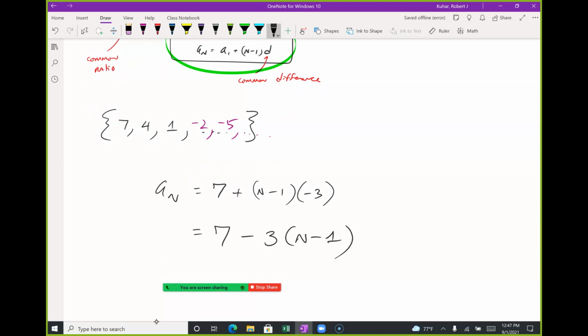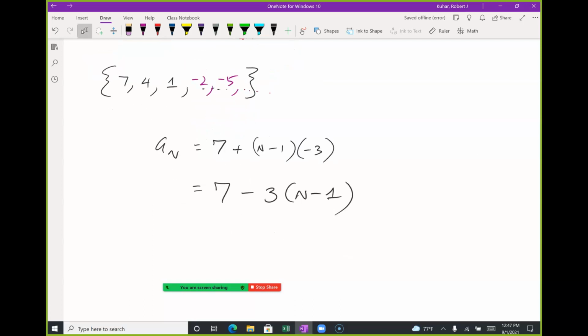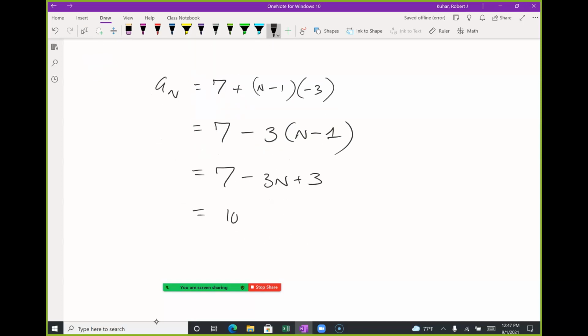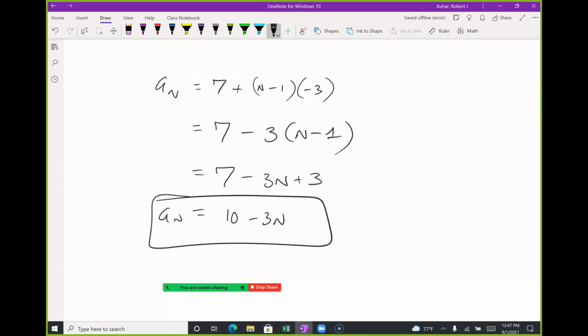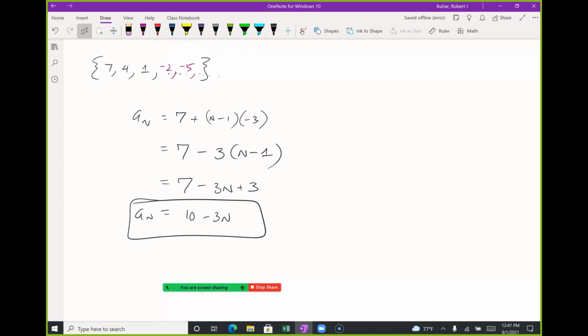And then, of course, I could distribute this, right? I could simplify this. I get a 7 minus 3n plus 3. So it looks like I get 10 minus 3n. So there's my nth term. That's a nice way to write the nth term there. So when it's arithmetic, we're talking about it being an mx plus b, right? Pretty simple there.